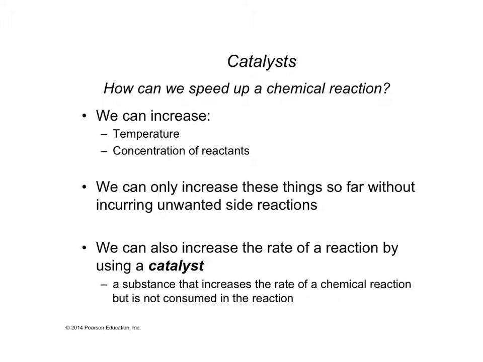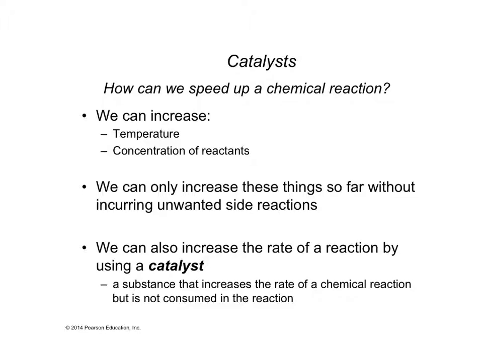So let's say that we have a reaction and we want to speed it up. We want it to go a lot faster than what it's actually going. There are two different ways we can do that: we can increase the temperature, or we can increase the concentration of our reactants. There is a limit to that, though. There's only so much stuff that we can put into a reaction vessel, and there's only so much that we can increase the temperature until we start getting unwanted side products or complete decomposition of our starting material.